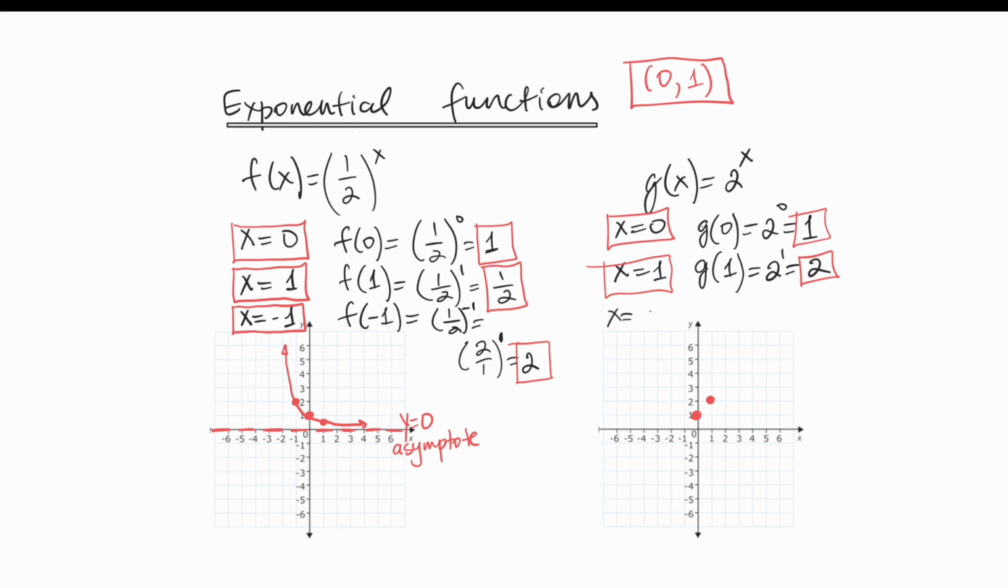Let's say we select a positive 2. So then I calculate g of positive 2, and that means my positive 2, and the exponent is now 2, so that's a 4. So when x is 2, my y is 4, and that's the point right here. And we connect the 3 points that I have. Again, please do not cross the x-axis, because that is the asymptote. The equation of it is y equals 0.